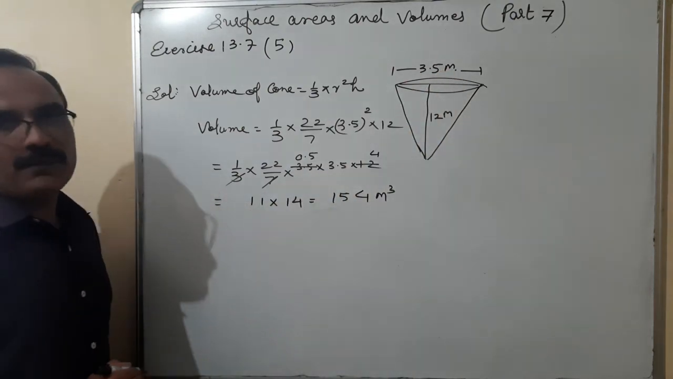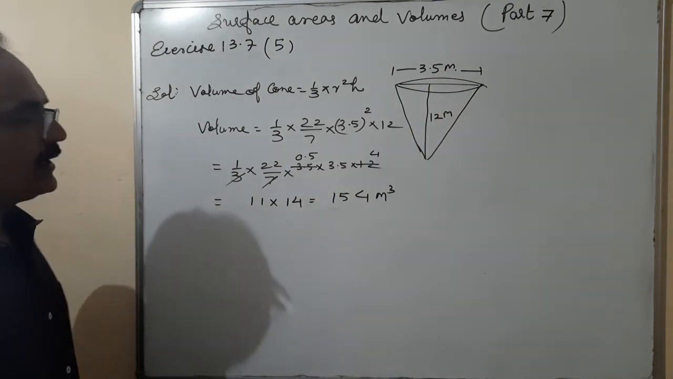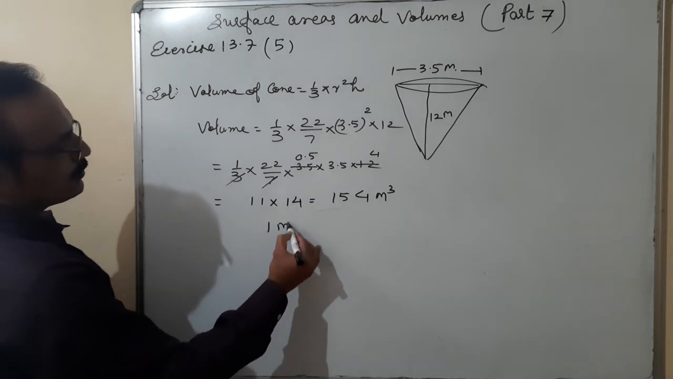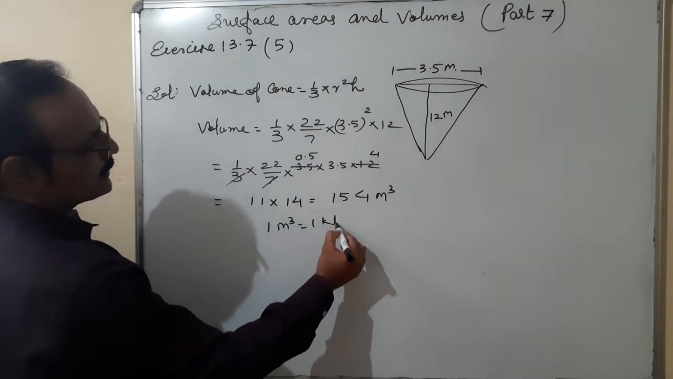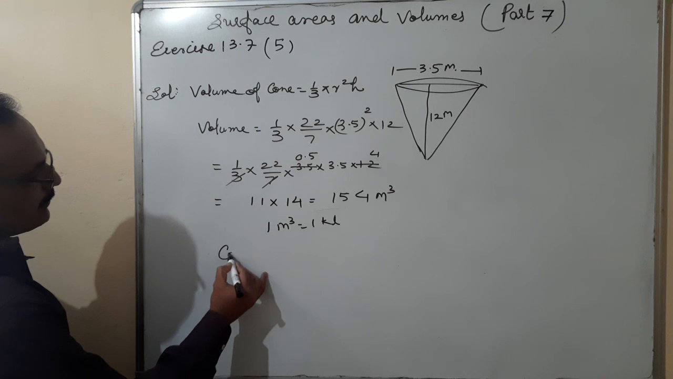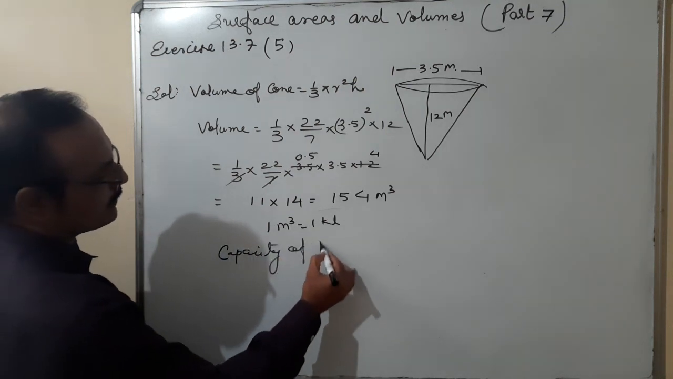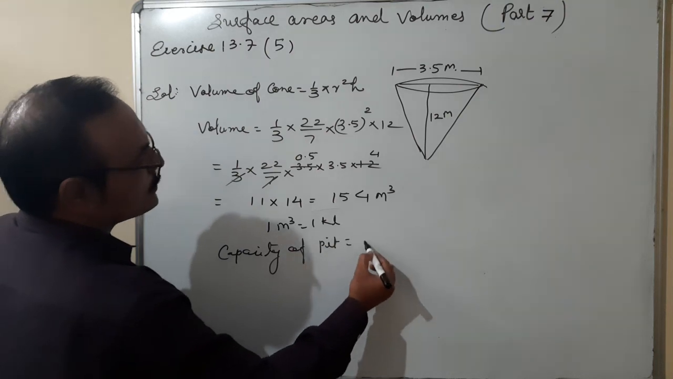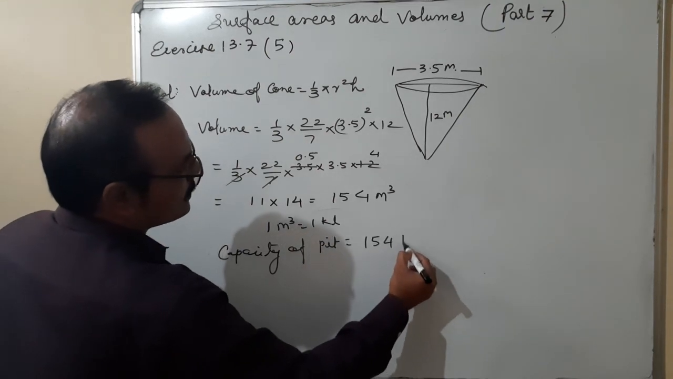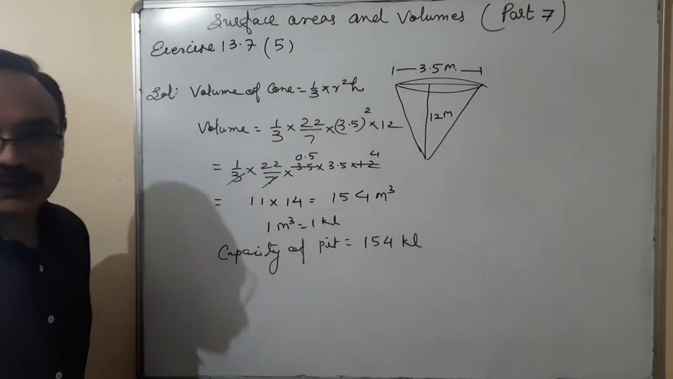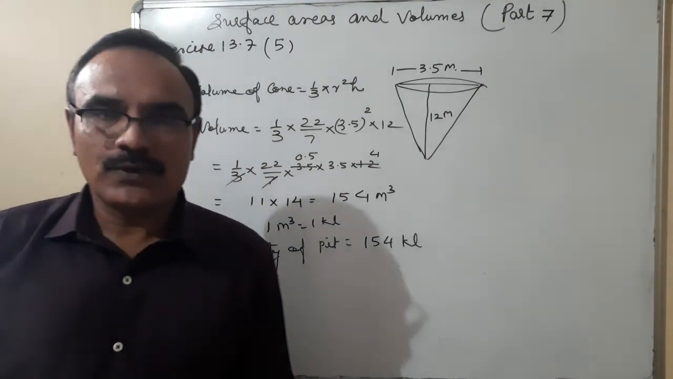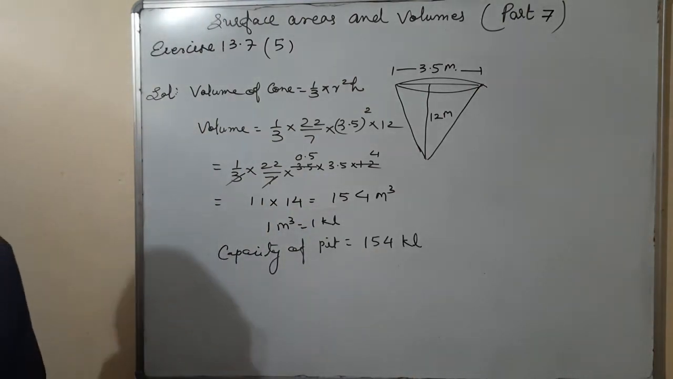All units are in meter, therefore the volume is meter cube. And you know that 1 meter cube is equal to 1 kiloliter. Okay, therefore the capacity of pit is equal to 154 kiloliter. Directly you can write the meter cube in the form of kiloliter.